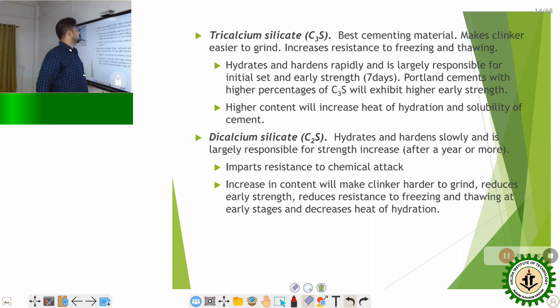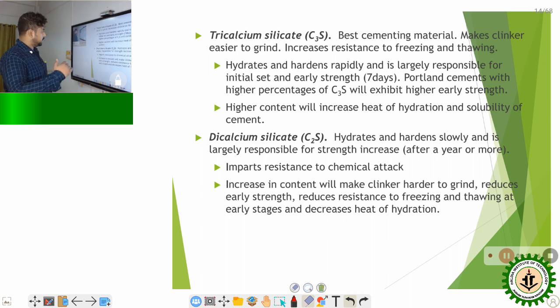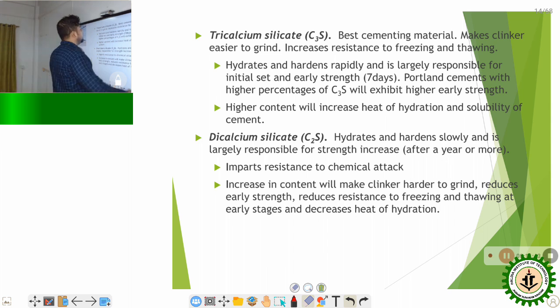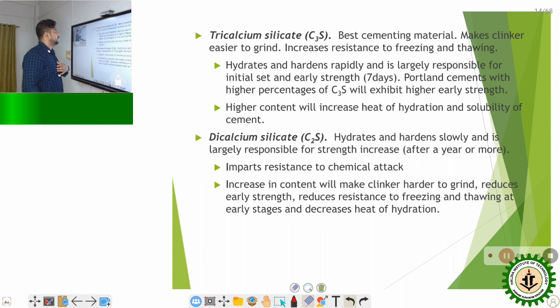Let me rephrase it. These are the four complex compounds. Tricalcium silicate, C3S, is the best cementing material. It makes clinker easier to grind. It increases resistance to freezing and thawing. It hydrates and hardens rapidly, and is largely responsible for initial set and early strength.